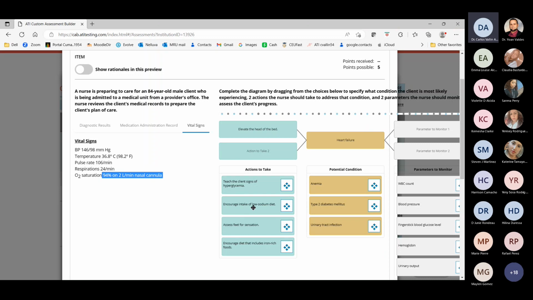Encourage intake of a low sodium diet. Is this important in a person with heart failure with edema? Yes, it's important. But let's see, there may be something more important.